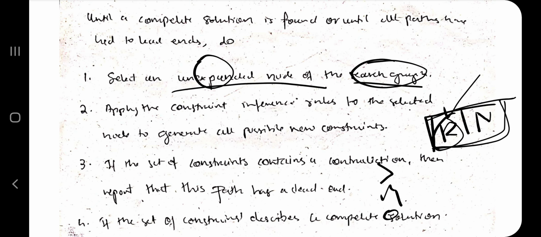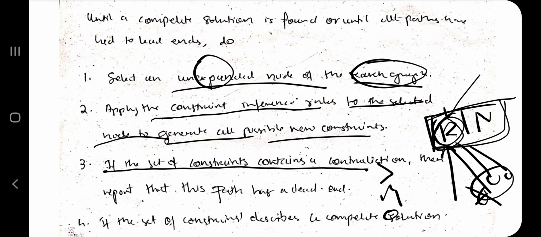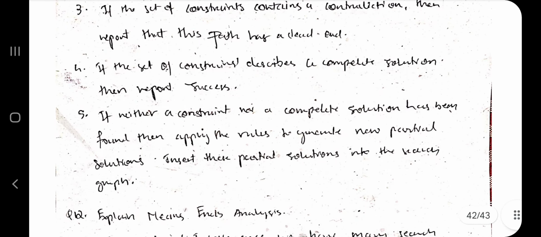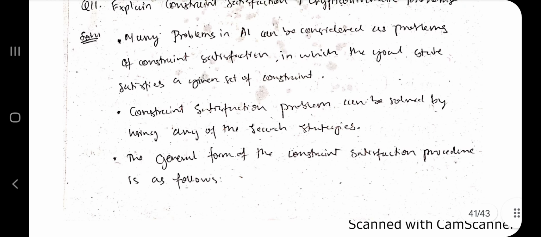Select any of those letters, apply the constraint inference rules to the selected node to generate all possible new constraints. So apply the rules here to generate the possible constraints and the possible answers. Once you get that, if the set of constraints contains a contradiction, just eliminate it. Else you choose the next one. Like that you keep on doing until you get the complete solution, then you return success. Like that you have to do for all those values, and then return success. If you are stuck with any of those values and did not get any valid value, then the solution does not exist. That's all about the cryptarithmetic or constraint satisfaction problem.